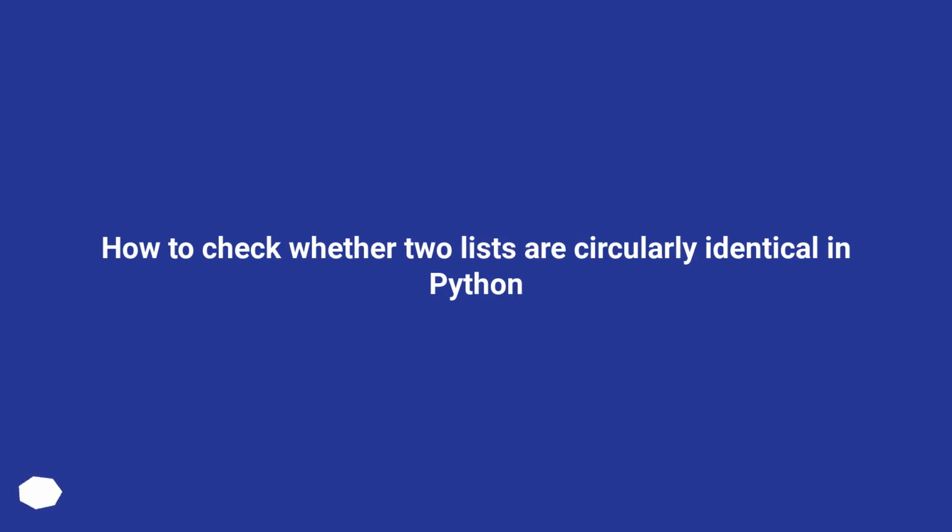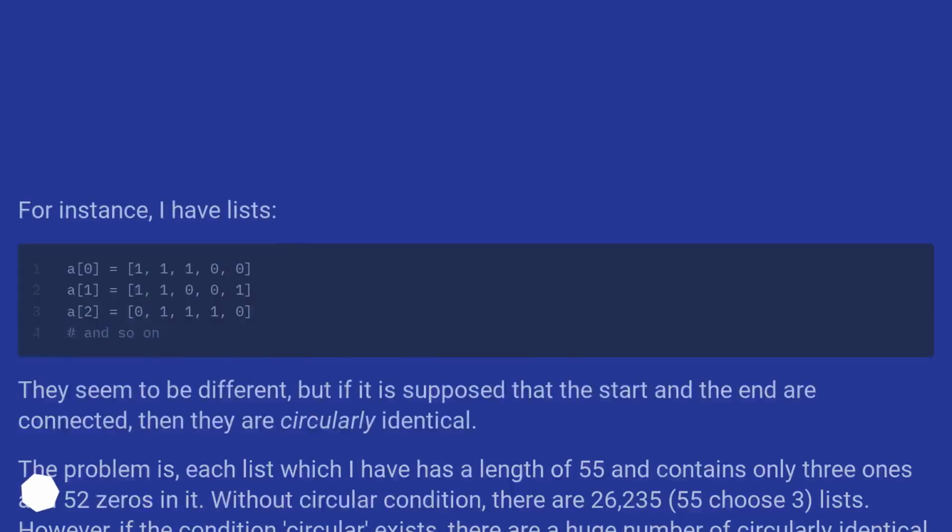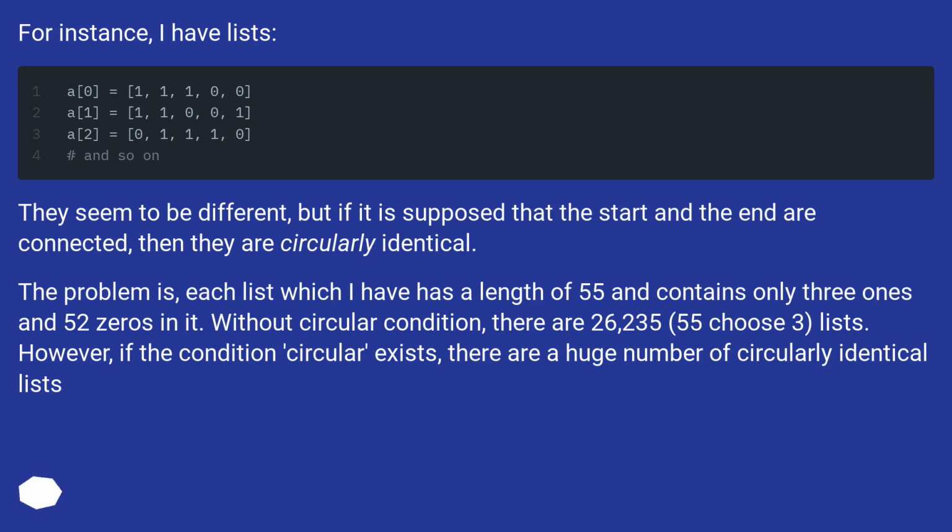How to check whether two lists are circularly identical in Python. For instance, I have these lists. They seem to be different, but if it is supposed that the start and the end are connected, then they are circularly identical. The problem is, each list which I have has a length of 55 and contains only 3 ones and 52 zeros in it.